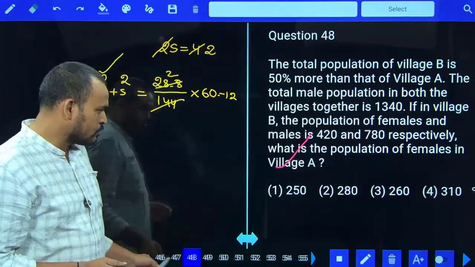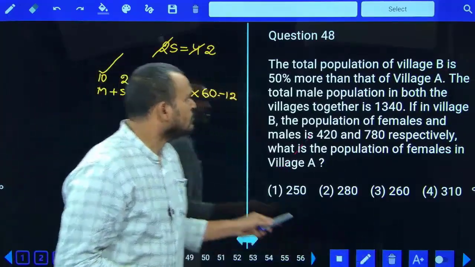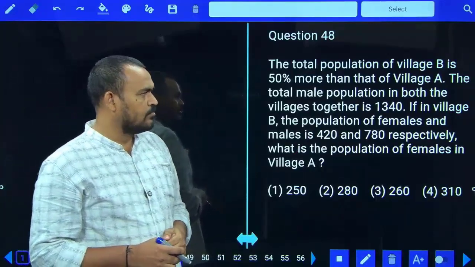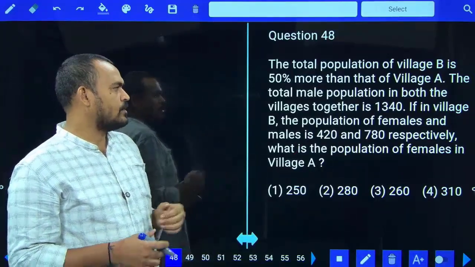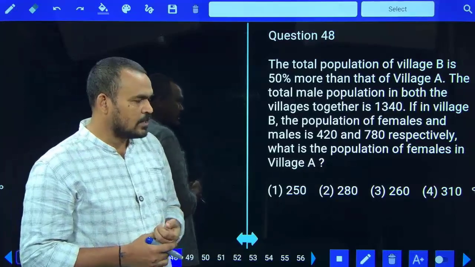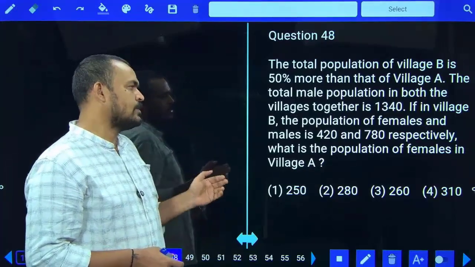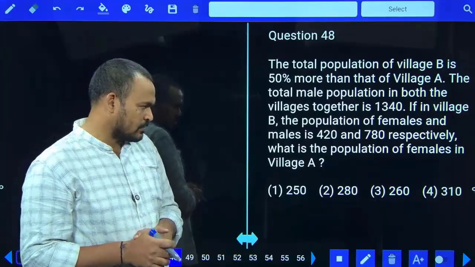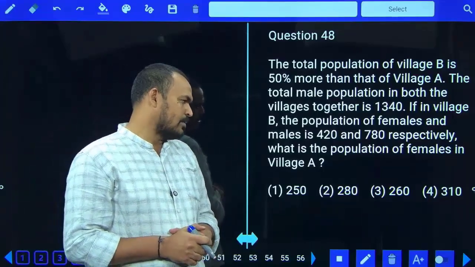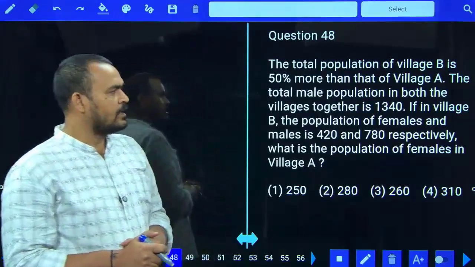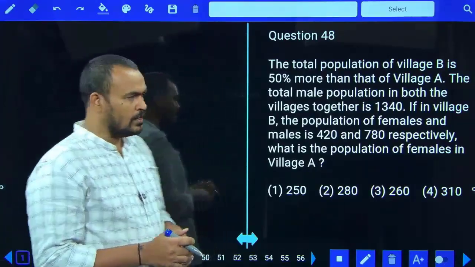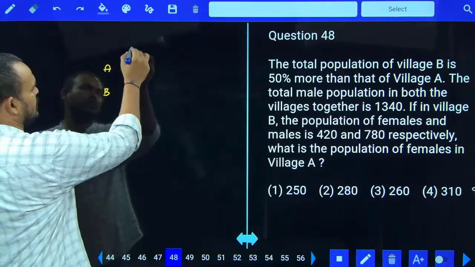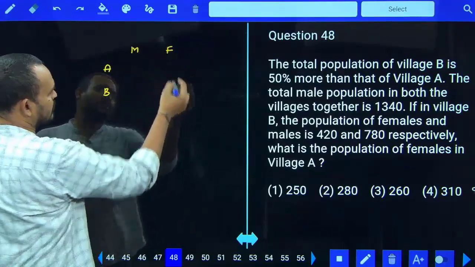Next, moving on to the next question. Question number 48. The total population of village B is 50% more than that of village A. The total male population in both the villages together is 1340. If in village B, the population of females and males is 420 and 780 respectively, what is the population of females in village A? Here there are two villages, village A and village B. In village A, males and females.